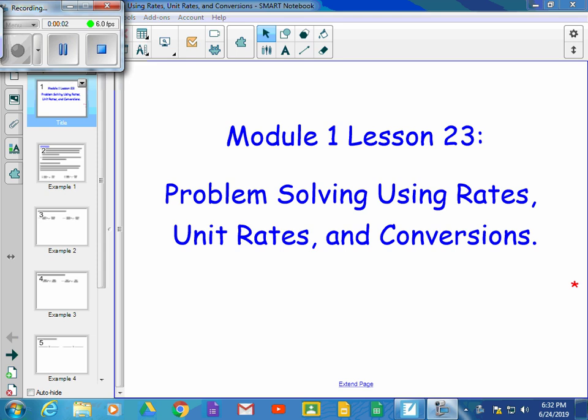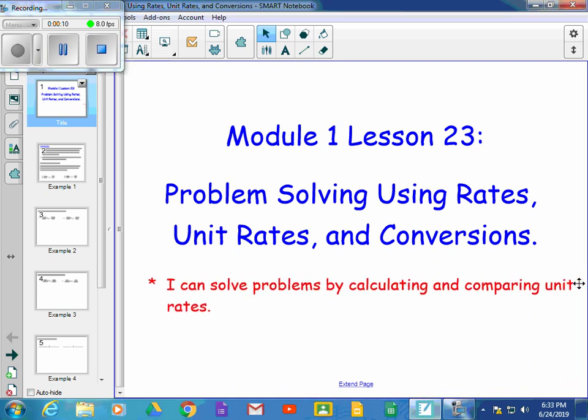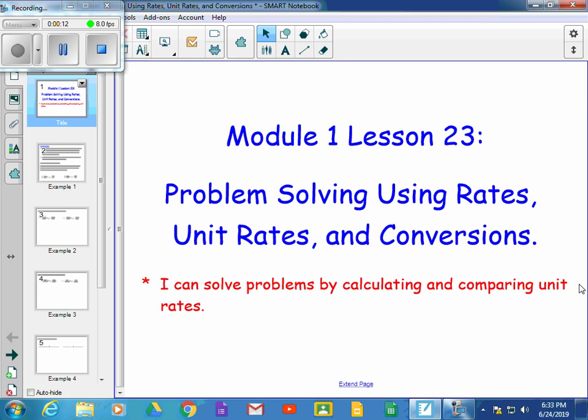This is Module 1, Lesson 23, titled Problem Solving Using Rates, Unit Rates, and Conversions. The goal of this lesson: I can solve problems by calculating and comparing unit rates. As always, you can pause the video at any point, watch any part over as many times as you need to, and make sure you take good notes throughout.